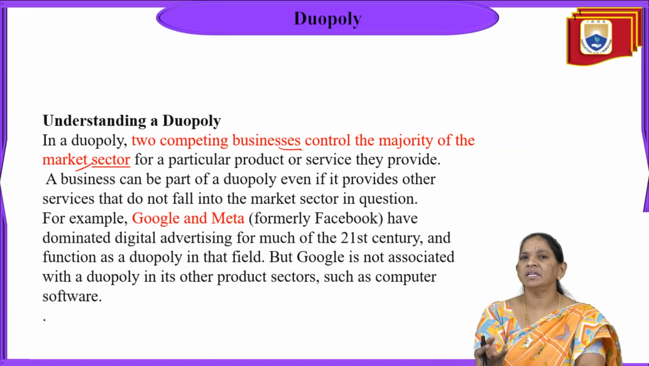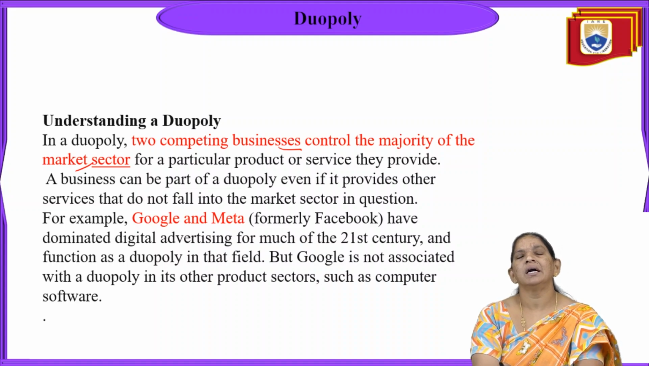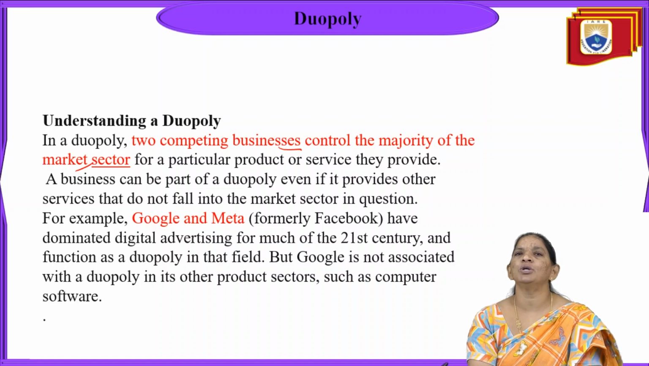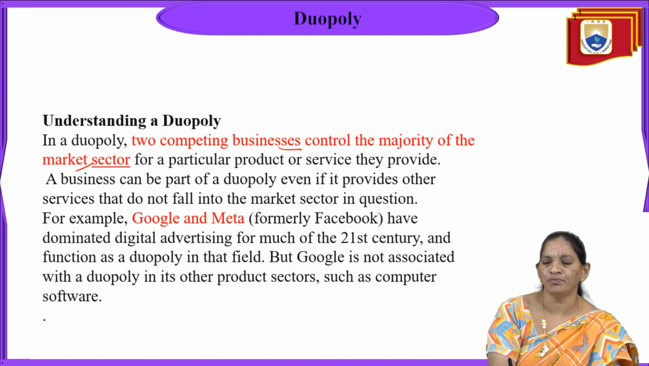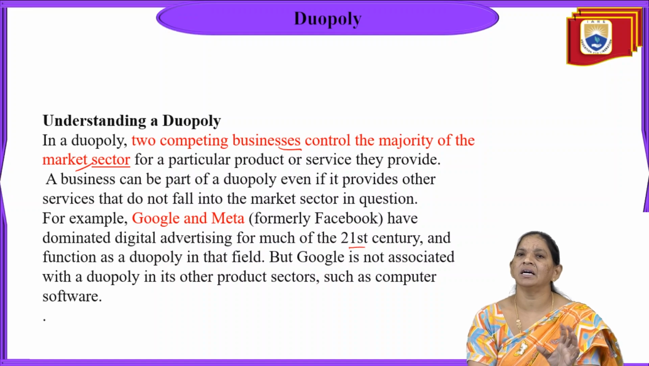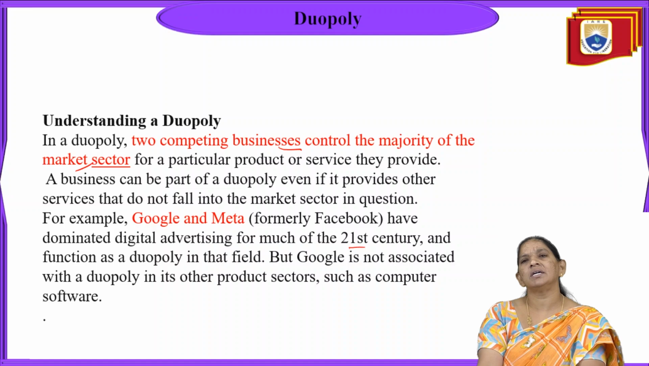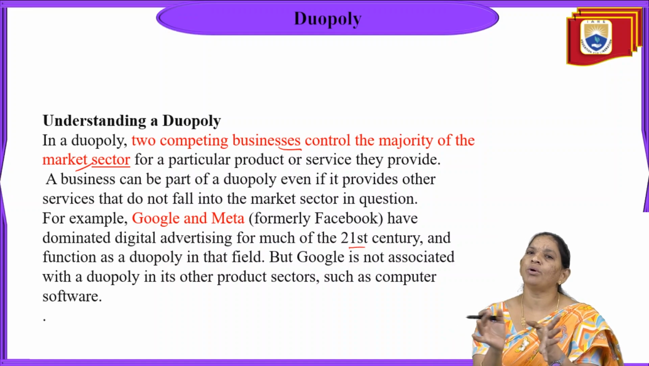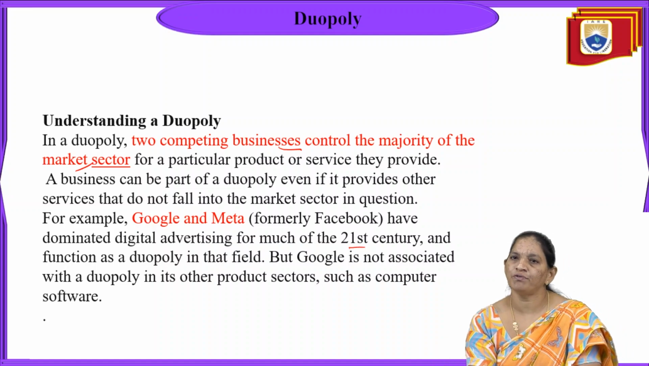For example, we can say Google and Meta. Formerly these two companies competed in the case of Facebook. Both dominated digital advertisement in the market in the early 21st century. So this was the duopoly field at that time, in the early 21st century: Google and Meta had good popularity and captured the majority of digital marketing in the case of Facebook.